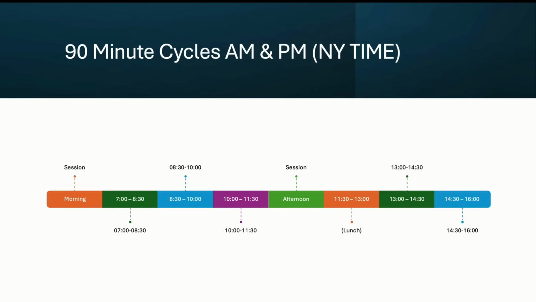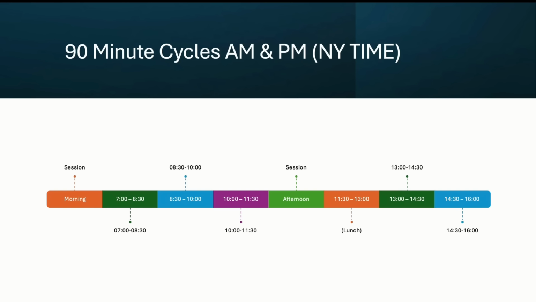Let us take a look at the 90-minute cycles for the morning and afternoon session. These times are in New York time, and it is very important to note. First of all, the first 90-minute cycle of the morning session begins at 7 a.m. and lasts until 8:30 a.m. This is our accumulation window.